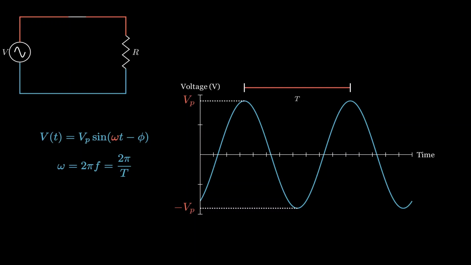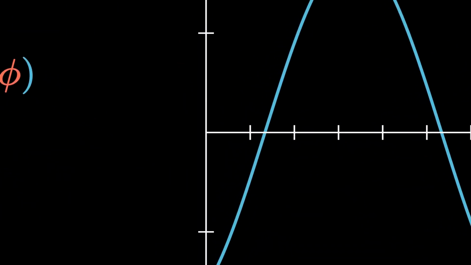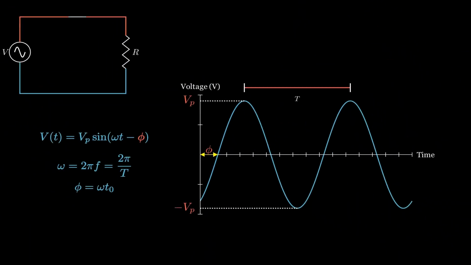Lastly, the voltage wave has a phase shift that represents the starting point at which we start measuring. If it happens that we start measuring at the zero crossing point, the phase shift is going to be zero. If it happens to be at the peak, the phase shift is going to be π over 2, or 90 degrees, and so on. Let's assume for now that we start at the zero crossing point, so no phase shift.